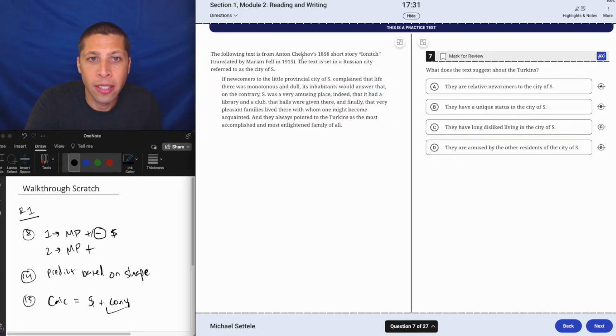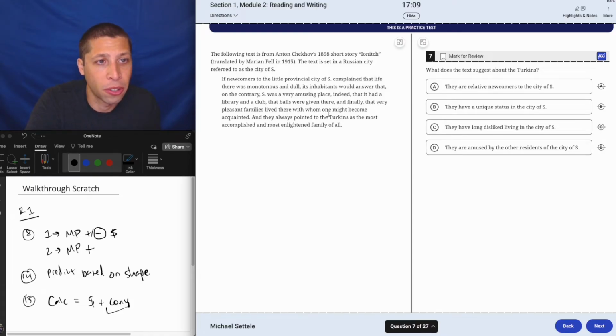Turkins. Okay. The text is set in a Russian city referred to as the city of S. The newcomers of the little provincial city of S complained that life there was monotonous and dull. Its inhabitants would answer that, on the contrary, S was a very amusing place. Indeed, that it had a library and a club, and that balls were given there, and finally that very pleasant families lived there with whom one might become acquainted. But then they always pointed to the Turkins as the most accomplished and most enlightened family of all.